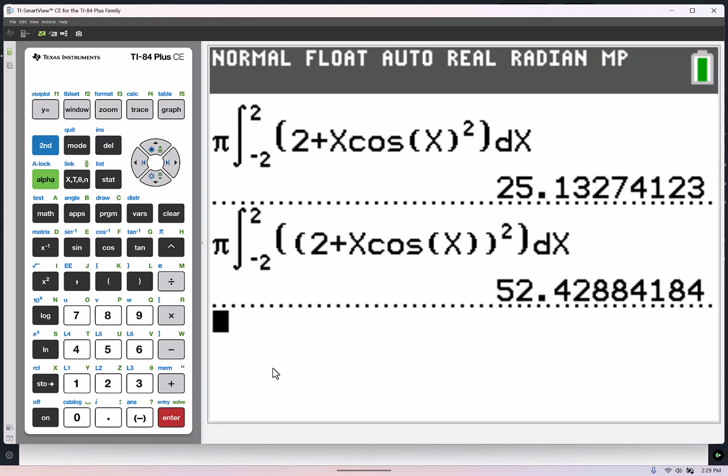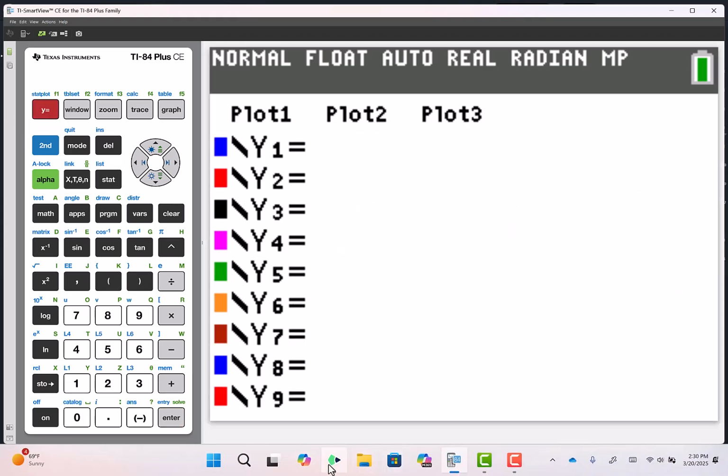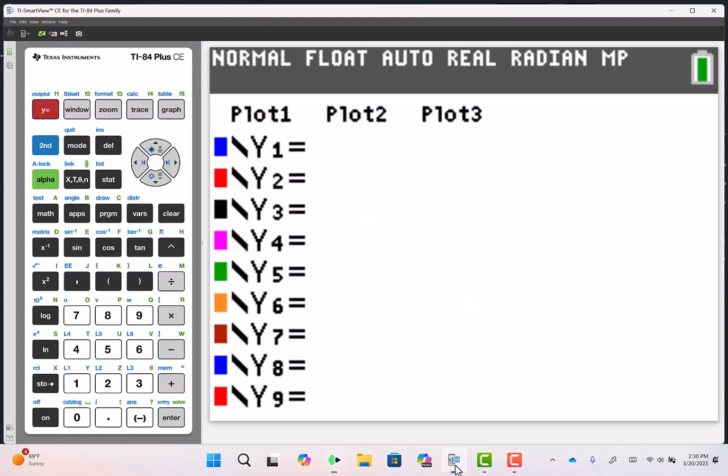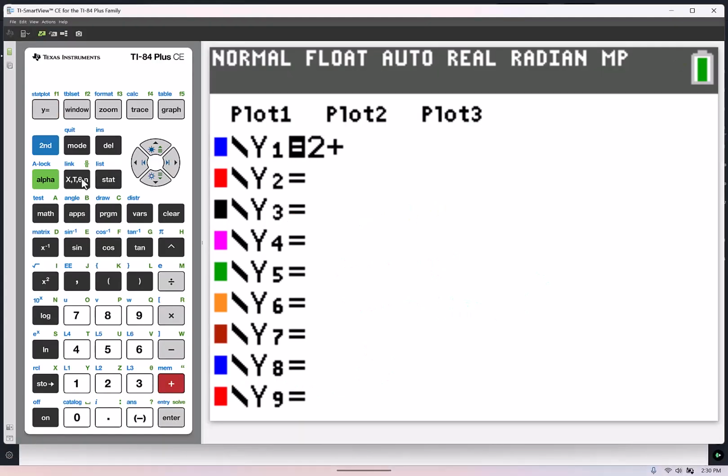If you are prone to making mistakes, here's a hack that you can do to never make mistakes. You need that equation anyways. Sometimes you need it like 2 or 3 times. Type 2 plus x cosine x into y1. And there it is. That's your r.